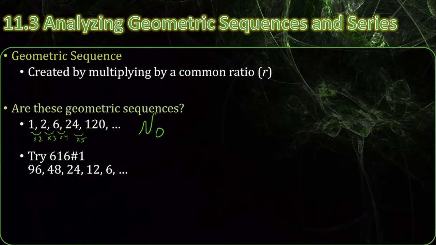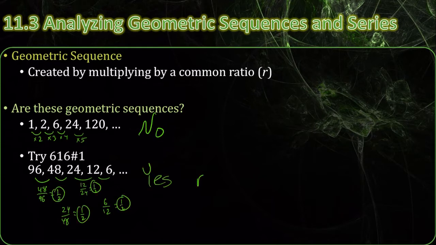Let's try this one. Well, this one's a little hard to figure out what we're multiplying by. So let's just go 48 divided by 96 is a half. Oh, what do you know? 24 divided by 48 is a half. 12 divided by 24 is a half. 6 divided by 12 is a half. So each time we're multiplying by a half. So yes, and r is 1/2.